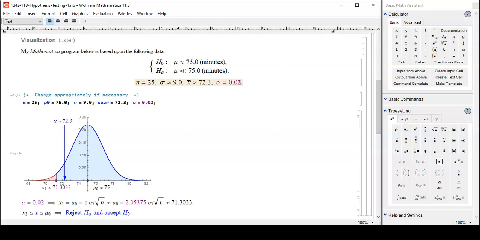So alpha is 0.02, so 2%, and that's the red area. Assuming the null is right, so 75, that is right, assuming null is right. So based upon 75, that's the expected value.